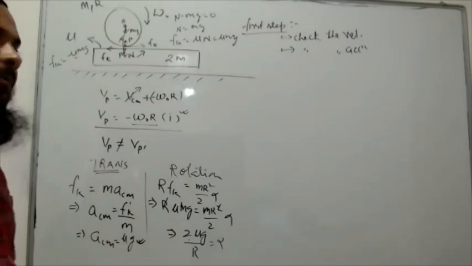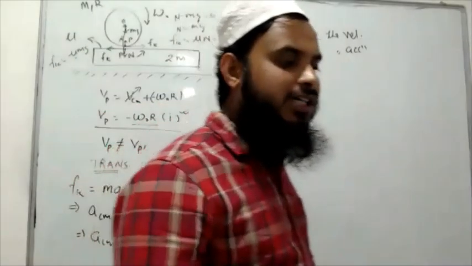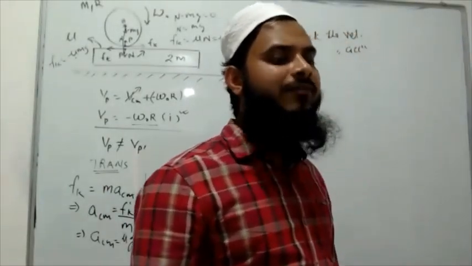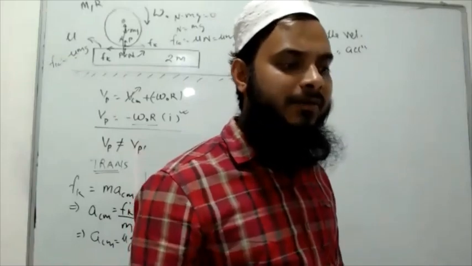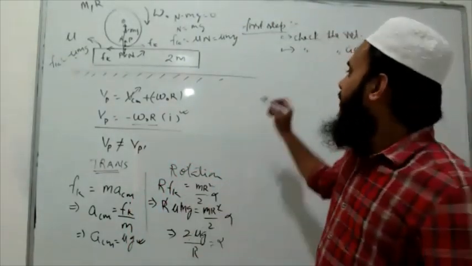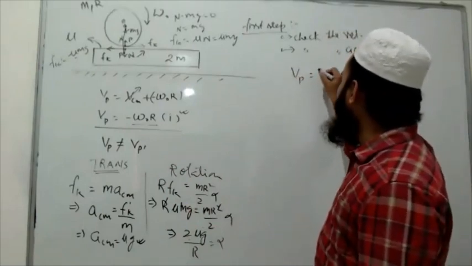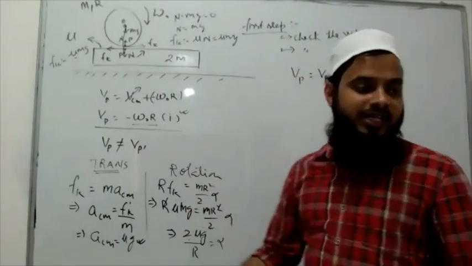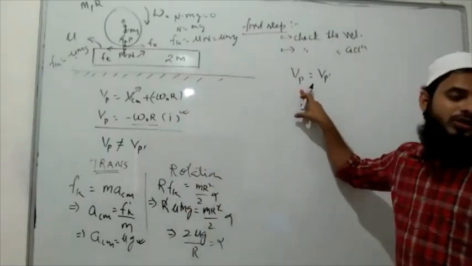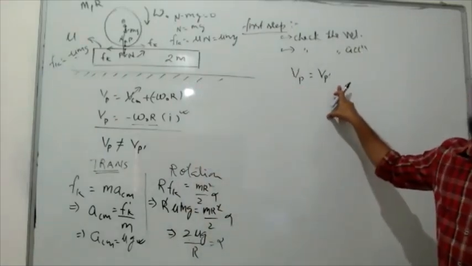the slipping stops. After what time? After time t, the slipping stops. So if I assume that after t seconds the slipping will stop, then after time t seconds, Vp will be equal to Vp dash. The velocity of the point P will become equal to the velocity of the point P dash.